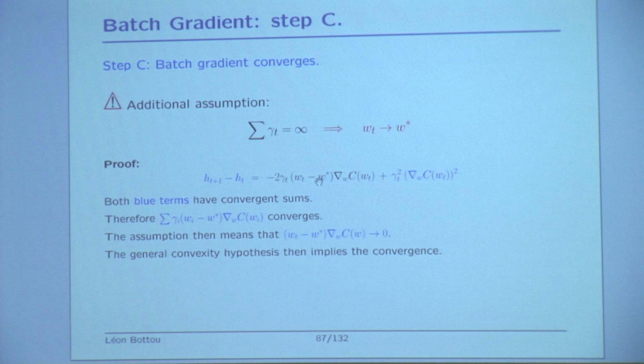Therefore, (W minus W star) times the gradient of C goes to 0. And because of the general convexity hypothesis, that means that W goes to W star. We're done with the batch gradient. So you see that as soon as you start to have discrete steps and gains, things become a little bit more complicated. You need to have assumptions about the gains. So there are two here: the sum of the square of the gains is convergent, and the sum of the gains diverges. And you need to have some boundedness condition on the gradient, which was this one.